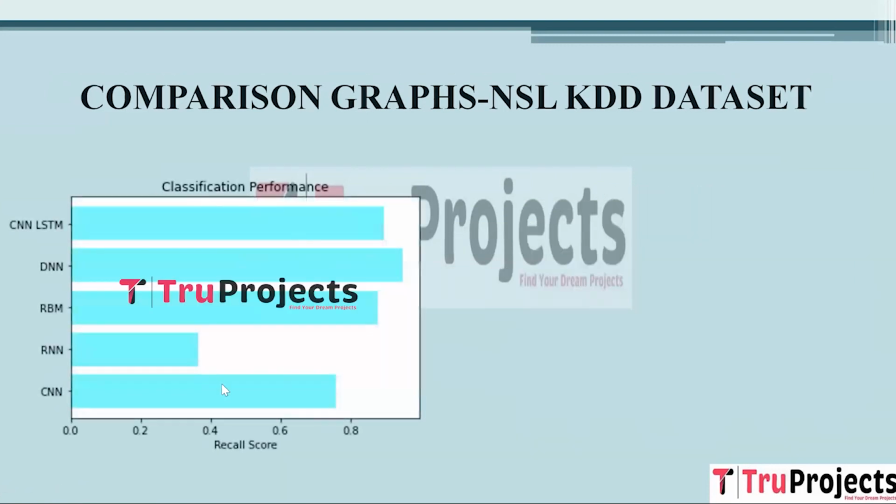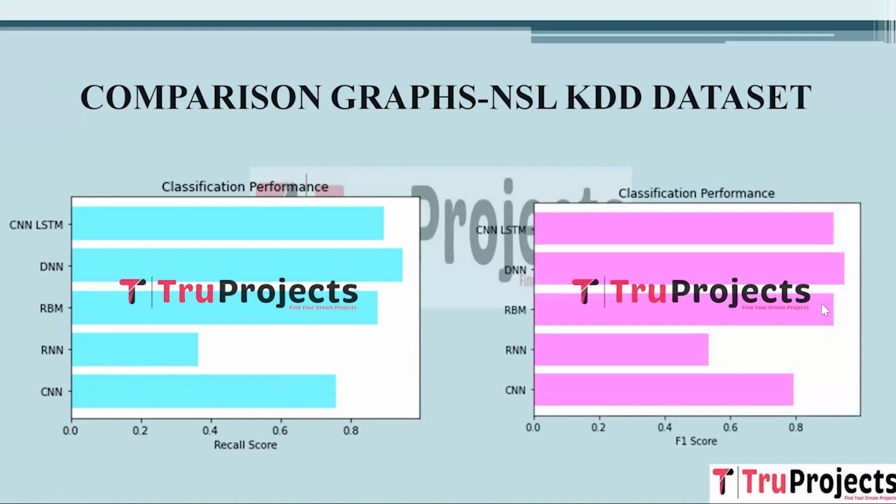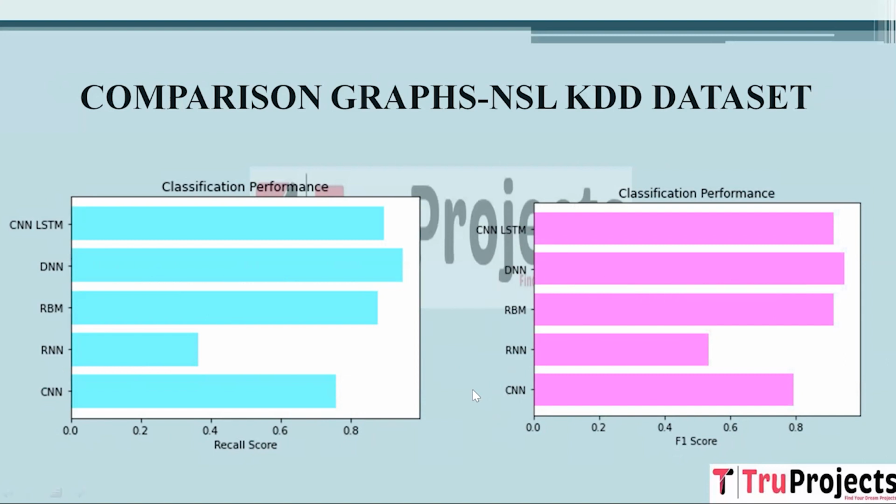This is the recall comparison graph of the NSL-KDD dataset. On the x-axis, we have the recall score, and on the y-axis, we have the algorithm name. This is the F1 comparison graph. On the x-axis, we have the F1 score, and on the y-axis, we have the algorithm name.